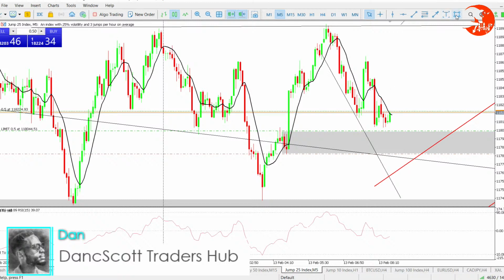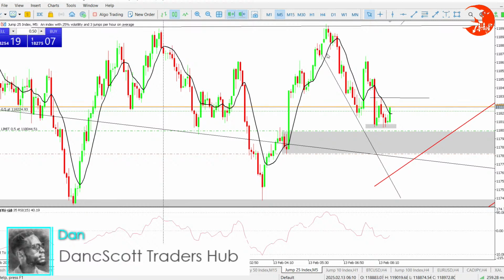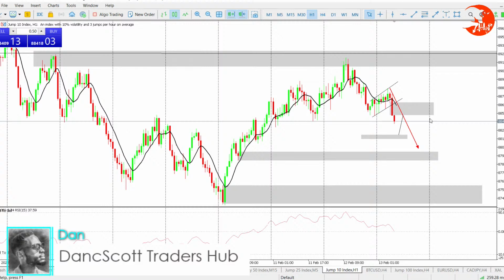The reason I've entered this is because I'm seeing this on M5. It will be more confirmed when it breaks that level right there, which will be a change of character on M5. That's the reason I've entered right here. But more confirmation will be to wait for the change of character on M5 right about there. Alright, so that is jump 25. Jump 10. Wait for a pullback right here and then come in with a sell.